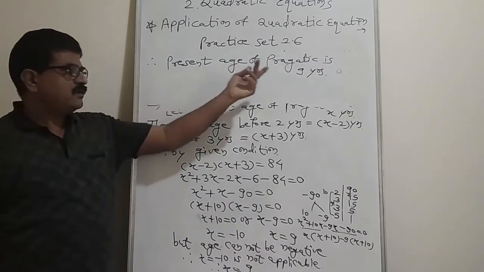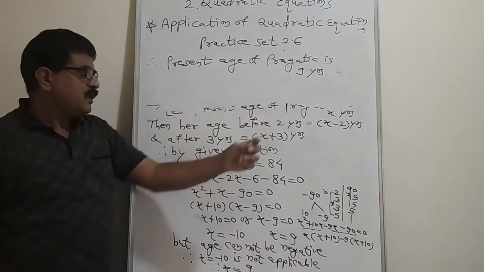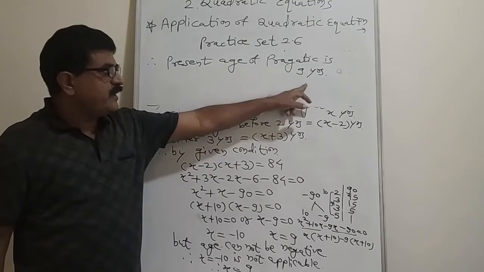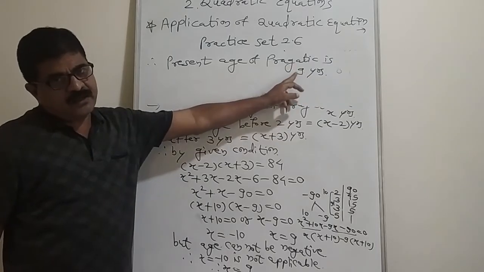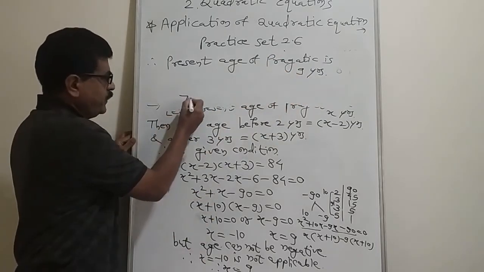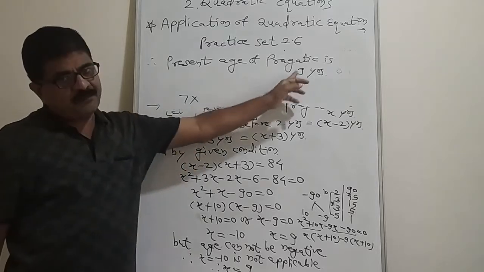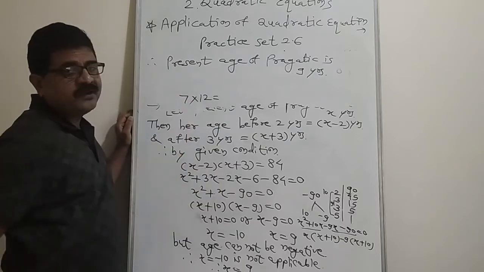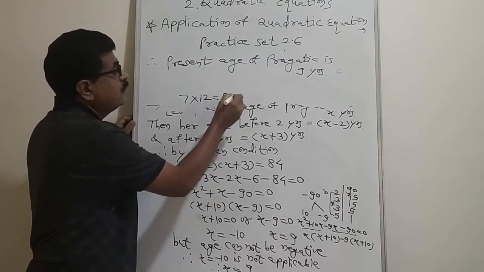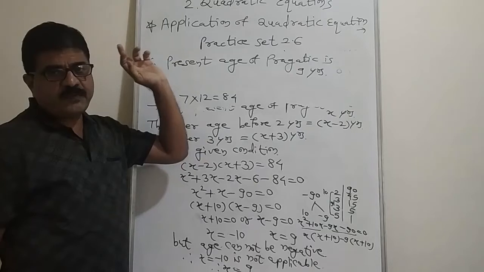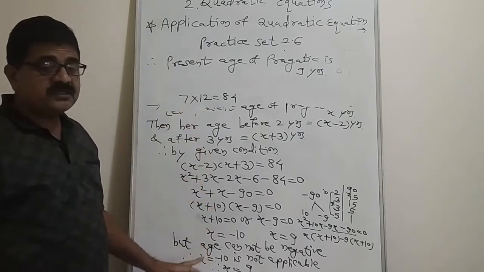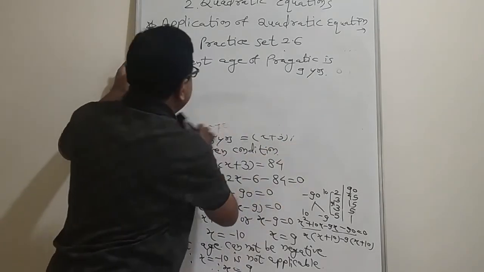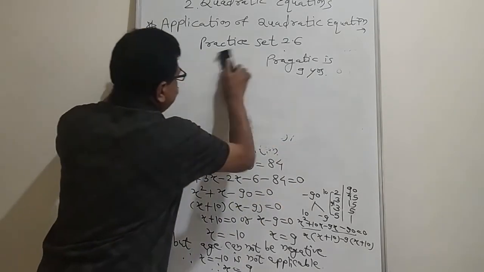Now we see whether this is correct or not. We have given condition: before 2 years, what is the age of Pragati? 9 minus 2, that is 7. After 3 years, 9 plus 3, 12, and its product is 12 into 7 is 84. Therefore, we have given their product 84. Therefore, this answer is correct. That is, present age of Pragati is 9 years.